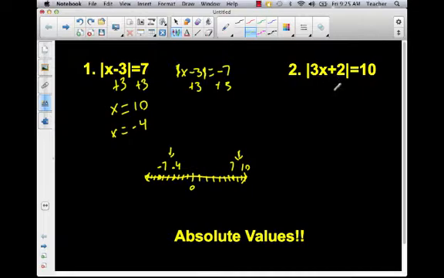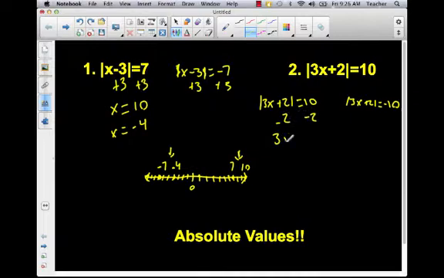So the next one is the absolute value of 3x plus 2 is equal to 10. So here's what we're going to do. I'm going to do 3x plus 2 is equal to 10. And then 3x plus 2 is equal to negative 10. All right, so here's what we do. We subtract 2.